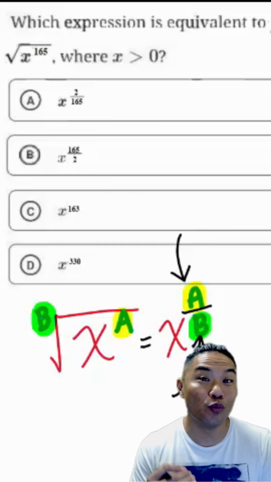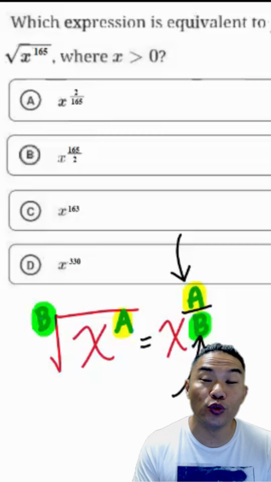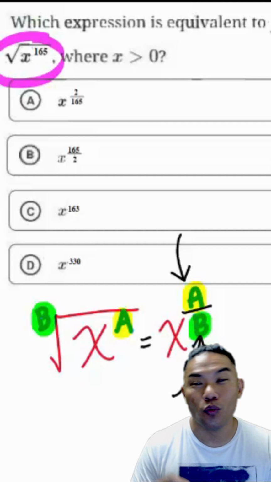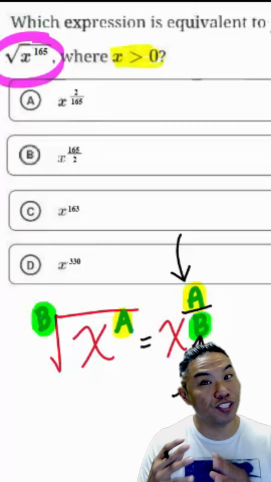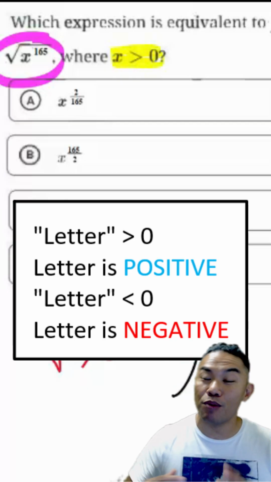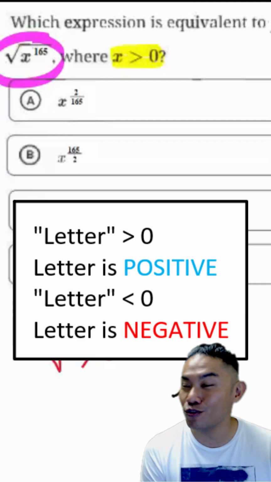We'll start first with the warm-up that reads, which expression is equivalent to the square root of x to the 165th, where x is greater than 0? Whenever they give you an inequality that involves 0, they're really just saying if it's positive or negative. Since x is greater than 0 here, we can just assume that it's positive.